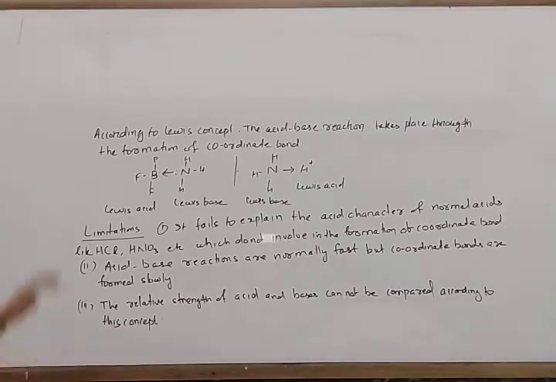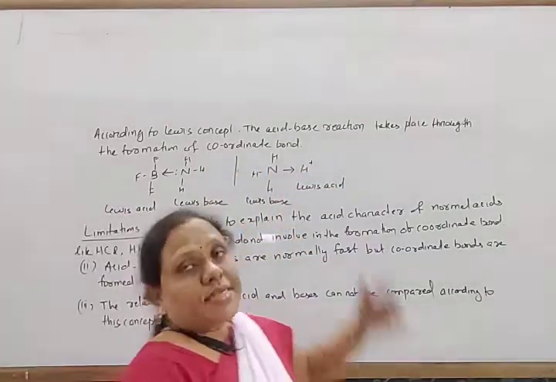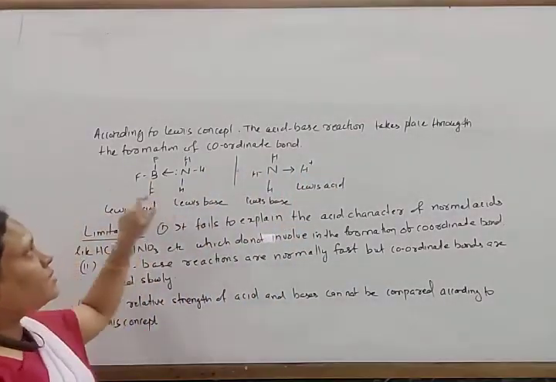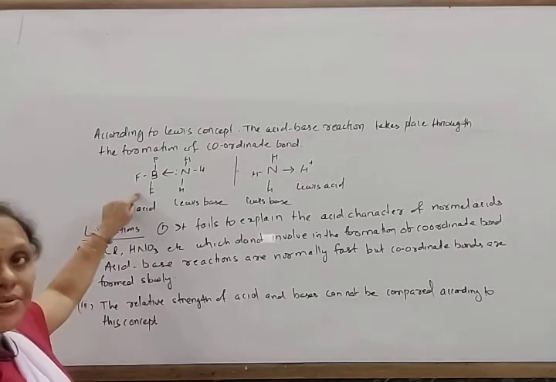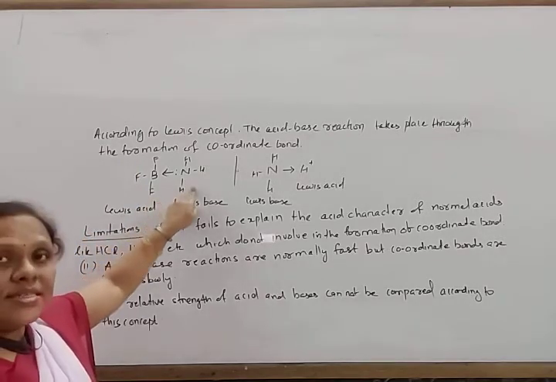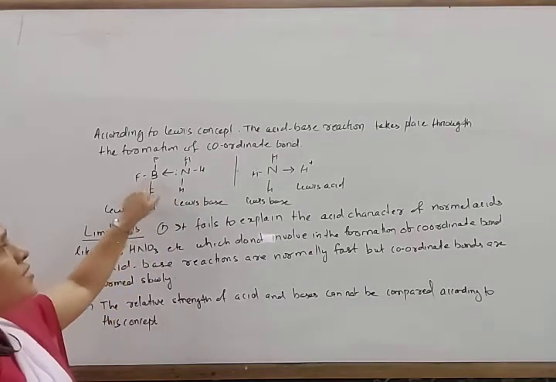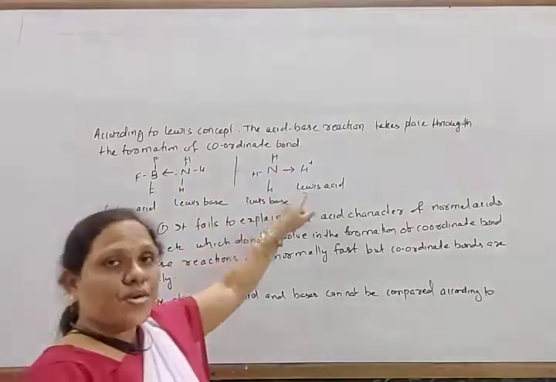So according to Lewis theory, when an acid-base reaction takes place, generally it is through coordinate bond formation. So BF3 is an electron deficient Lewis acid, and ammonia is an electron rich species, a Lewis base. So an acid-base reaction generally involves formation of a coordinate bond.